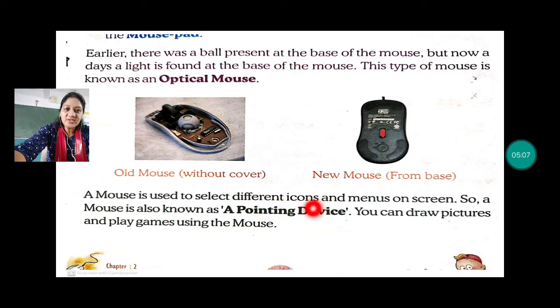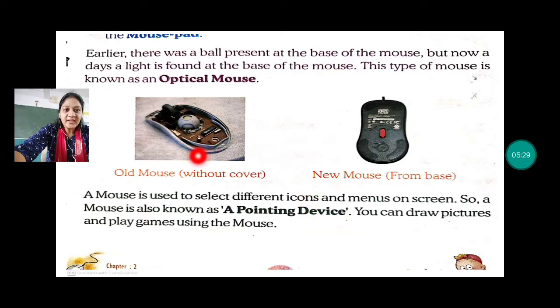Now what is the function of a mouse? The mouse is used to select, okay, different icons and menus on screen. So a mouse is also known as a pointing device. Whenever you want to point at something, can you see this cursor moving on the screen? It is the same as functioning with a mouse on the computer.